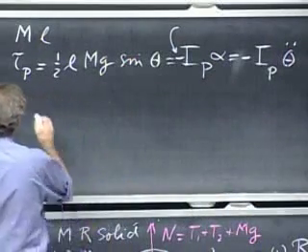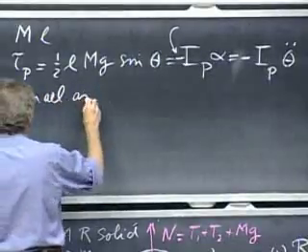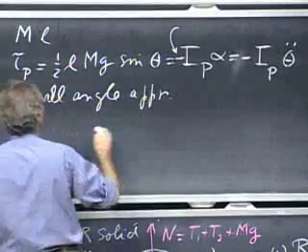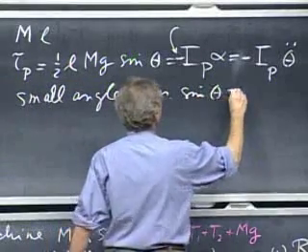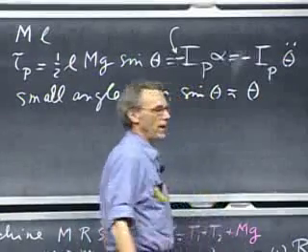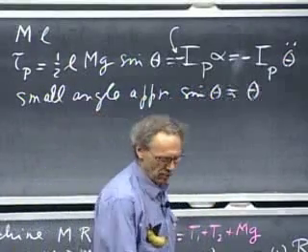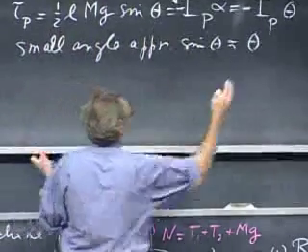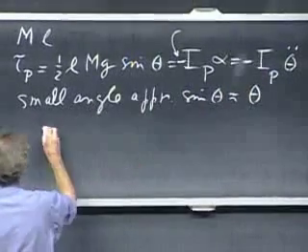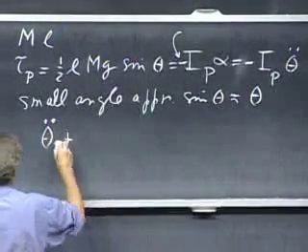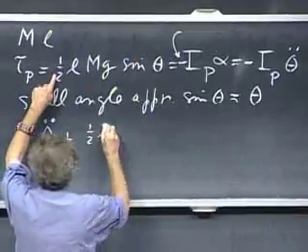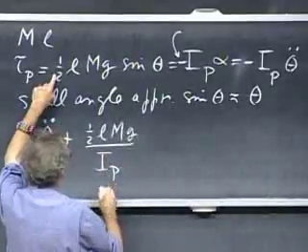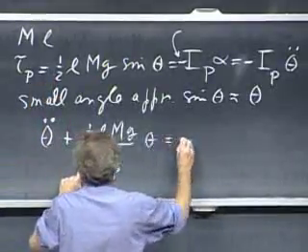Now if we take a small angle approximation, then the sine of theta is approximately theta if theta is in radians. And so I can replace now the sine of theta here by theta. And so now I find, if I bring this to the other side, I get theta double dot plus 1/2 L m g divided by the moment of inertia about point P times theta equals 0.